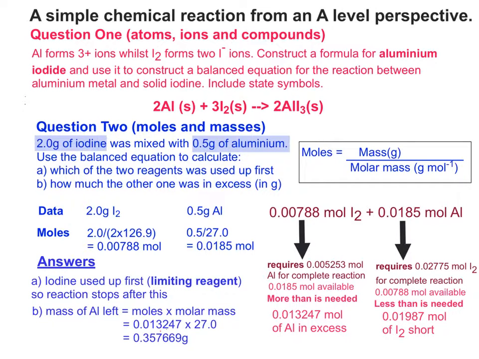And the mass of aluminium left, i.e. how much the other one was in excess, is moles times molar mass. I'm rearranging the equation in the box, and that gives me 0.03247, which is the moles that were left over. And you multiply that by the molar mass in grams, which is 27, it gives you 0.357669 grams of aluminium.